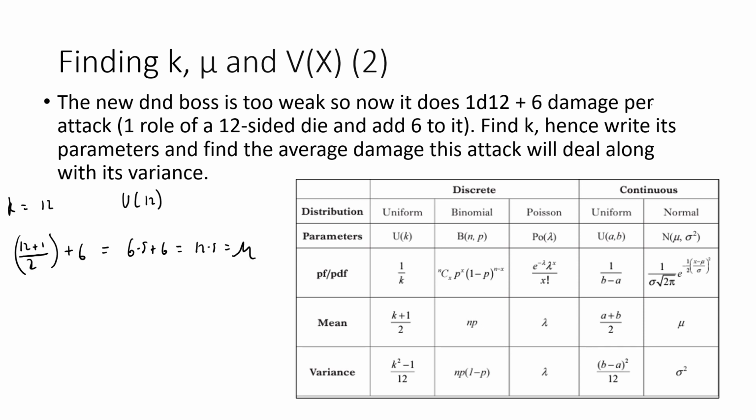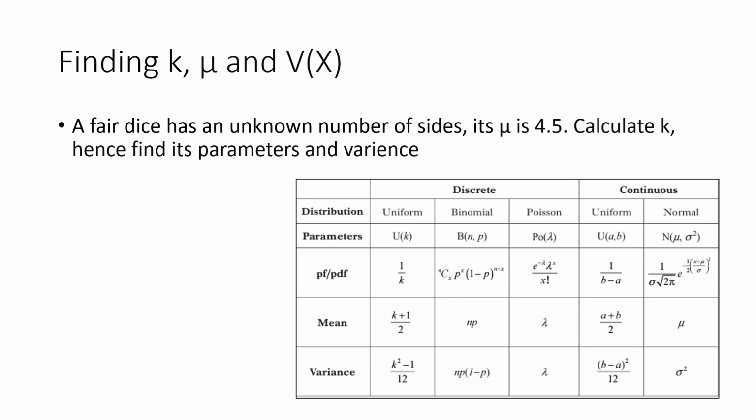Now for variance, you don't add 6. That doesn't really matter. Just like in the laws of variance video that I had, since if the dice didn't have anything added to it, the range would be 1 to 12. Now it does have something added to it. The range is from 7 to 18, but that range is still 12. Well, 11, but 12 outcomes. So it's 12 squared minus 1 over 12, which gives us 11.917 again.